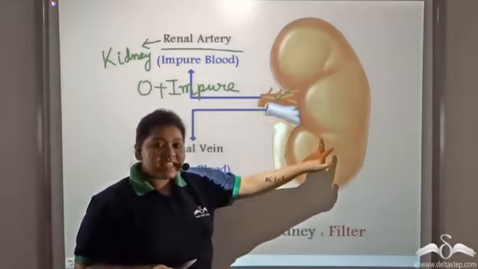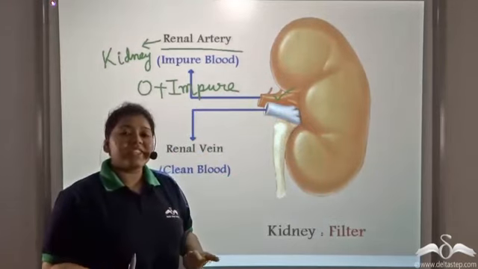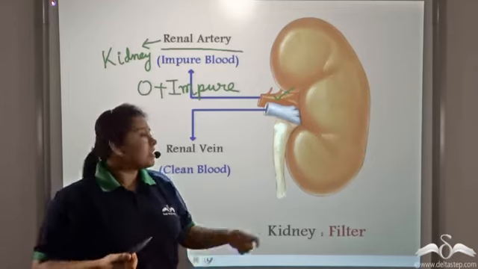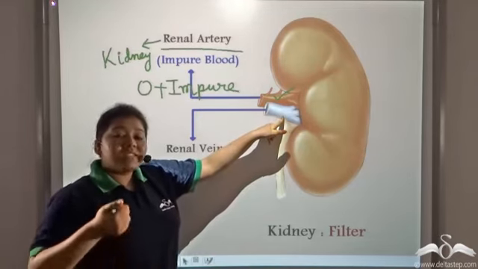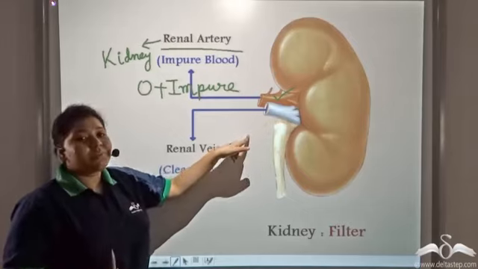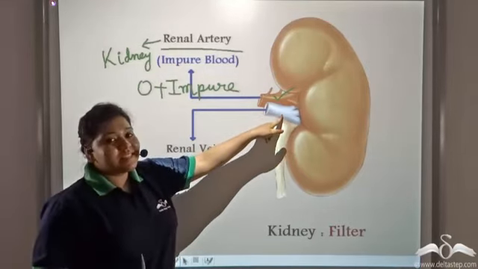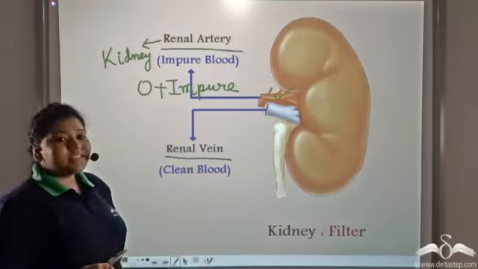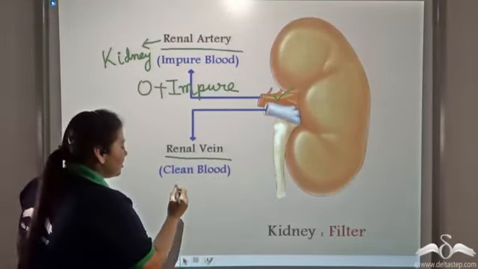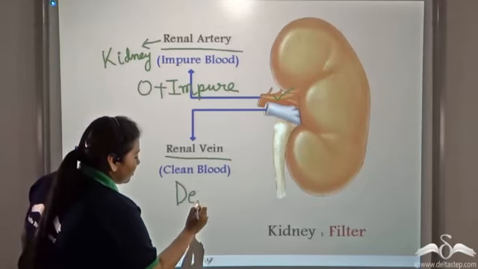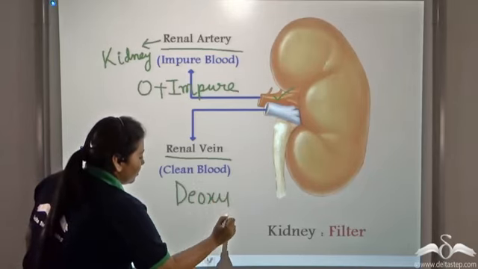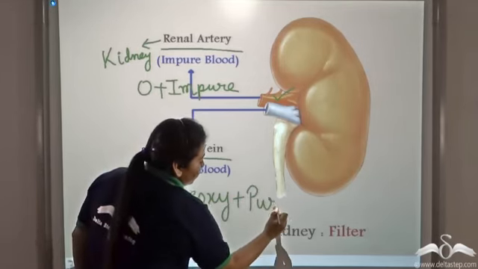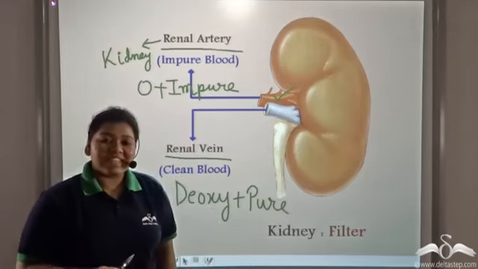And then kidney, being the unit of filtration in the body, purifies the blood and gives out deoxygenated but pure blood out into the body. So this vessel is known as the renal vein, and it carries deoxygenated plus pure blood out of the kidney.